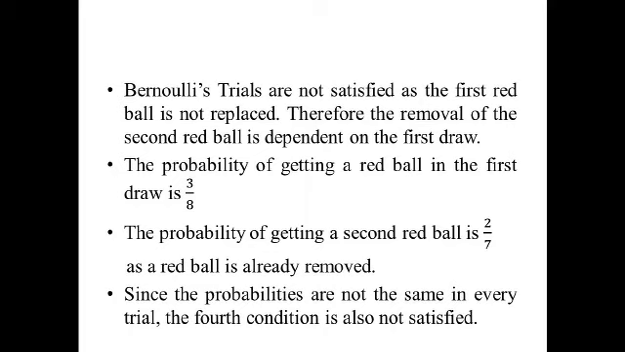So the probability of drawing a red ball in the first draw was 3 by 8, but the probability of drawing a second red ball is now 2 by 7, as the number of red balls has reduced by 1 and the total number of balls in the urn has reduced by 1. So again, the fourth condition of Bernoulli's trial is not satisfied because the probability of success is not the same in both the trials. So this is a suitable example where Bernoulli's trials are not satisfied.